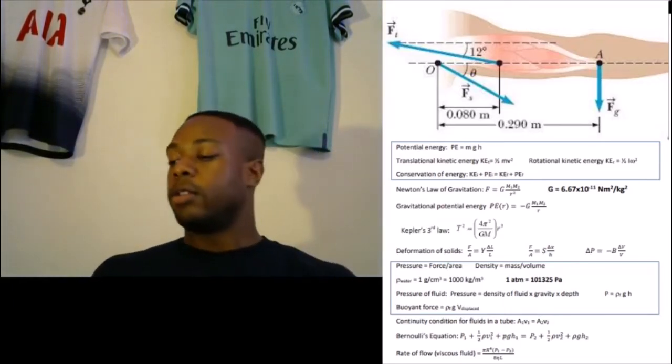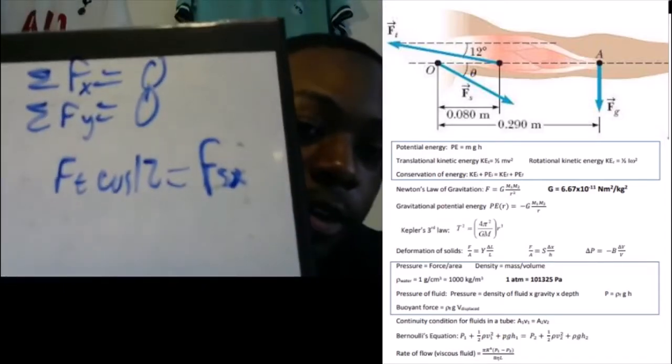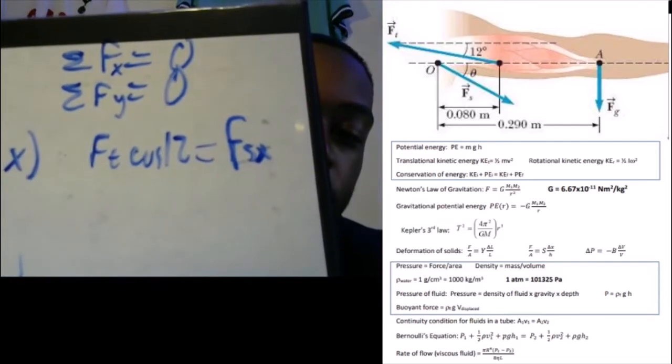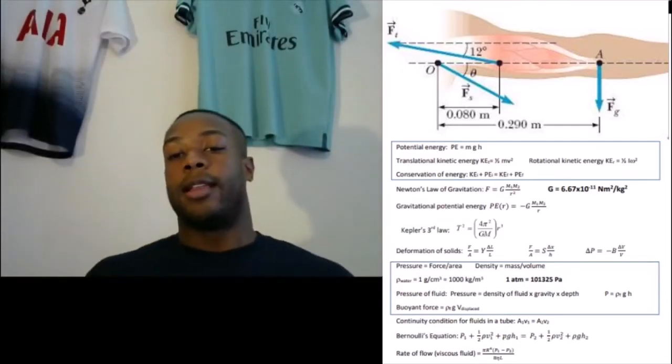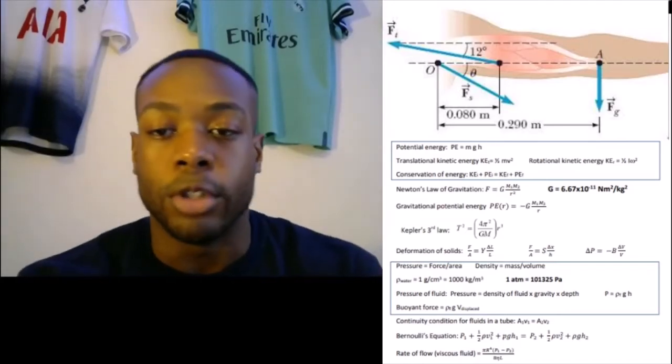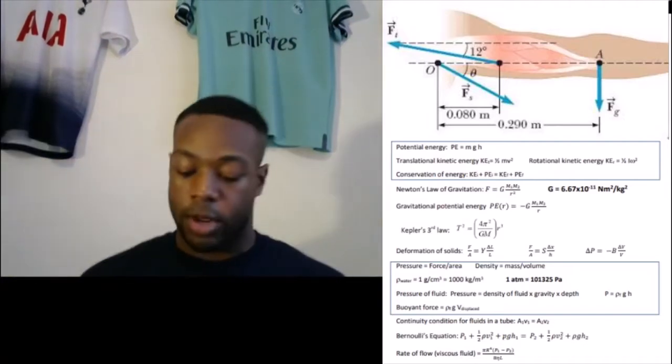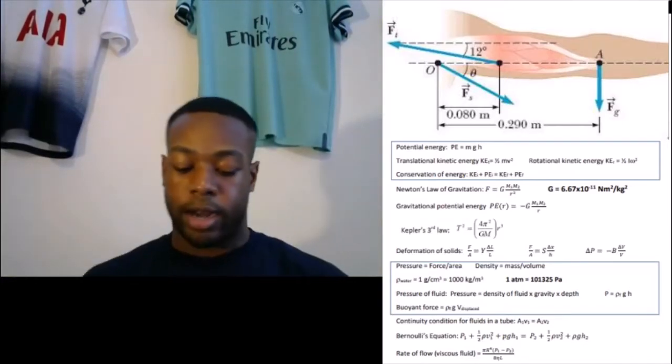So sort of sloppy, but here's what I have. Force T times cosine 12 should equal the x component of force S, and you'll see that those are the only two forces acting in the x dimension. That's pretty straightforward math, so let's just plug in our values.